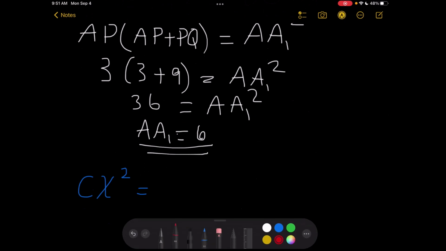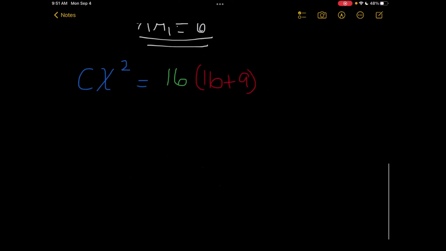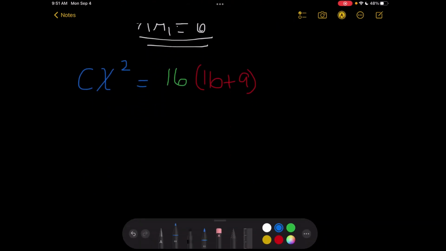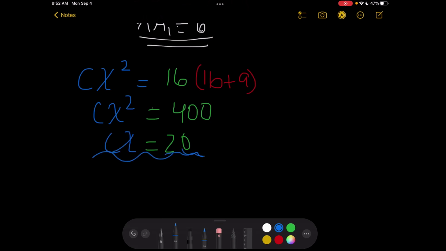So it's equal to 16 times 16 plus 9. So CX squared is basically equal to 400. So we know CX equals 20. Right, CX is 20. We found that out. So let me write that here. CX is equal to 20.